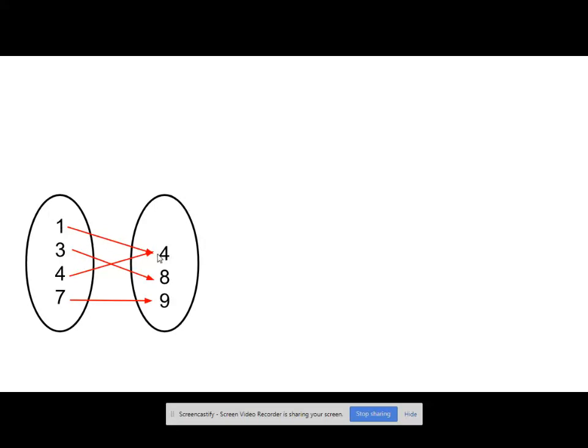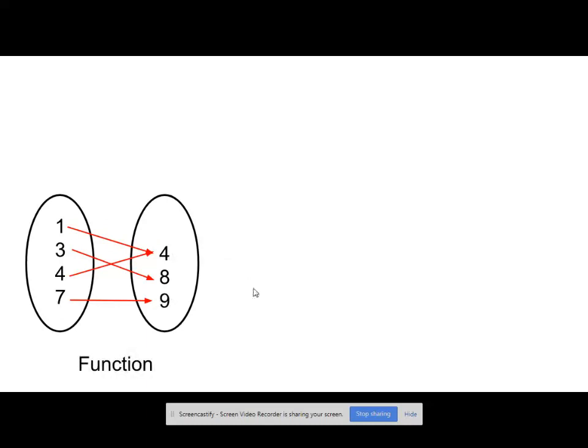So 1 goes in, 4 comes out. So far, so good. 3 goes in, 8 comes out, 4 goes in, 4 comes out. That's okay for a function, remember. We can have 2 buttons that do the same thing. You could click enter or return and get the same result maybe. Or space and tab might give you the same result. That's okay, as long as only 1 button goes to 1 place. 7 goes to 9. So this is a function.